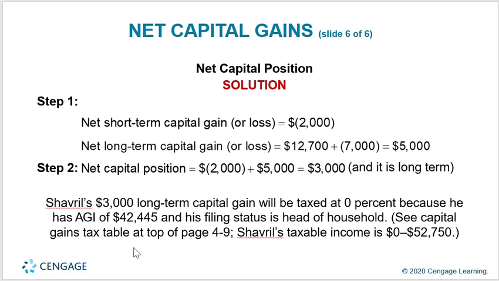So Chavro's $3,000 long-term capital gain will be taxed at 0% because he has AGI of $42,445 and his filing status is head of household. See the capital gains tax table at the top of page 49. Chavro's taxable income is in the 0 to $52,750 range.